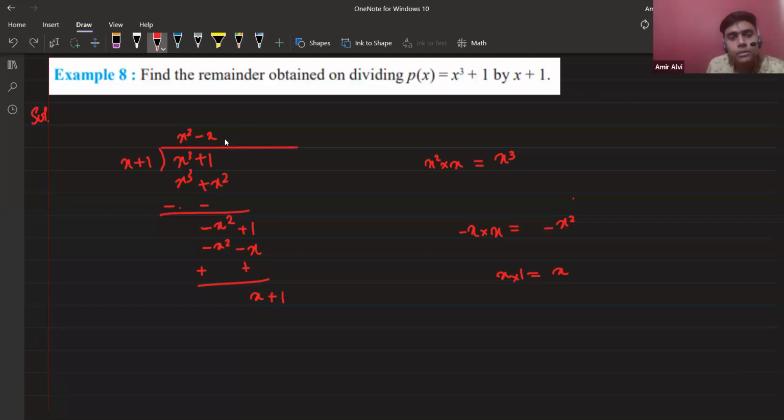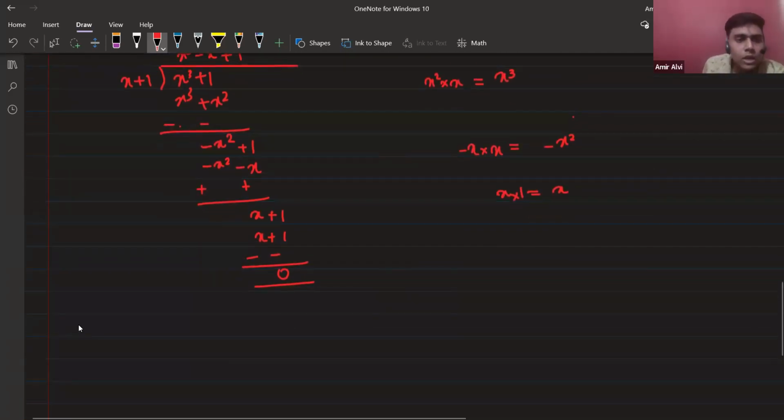Any doubt, Simrat and Abdul? Yes, sir. x into 1 is x, x plus 1 into plus 1, and the remainder is 0. So the remainder is 0. It means that, yes or no? It means that it's a factor. Yes, sir.